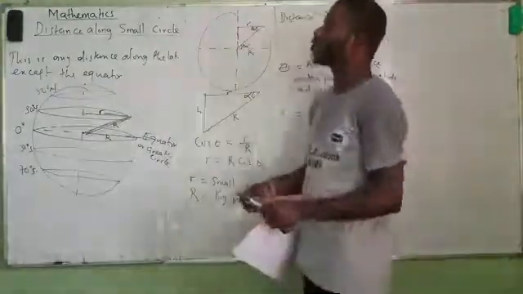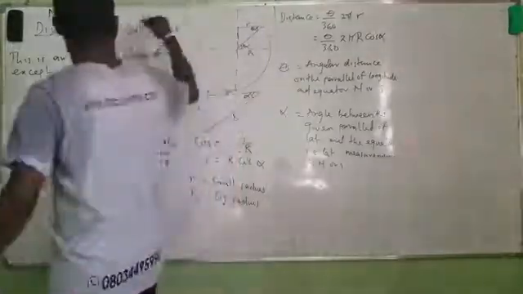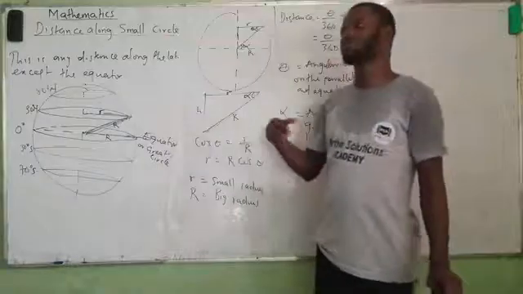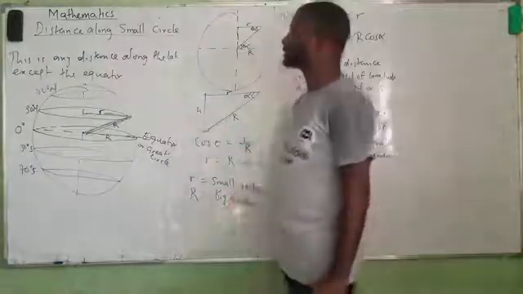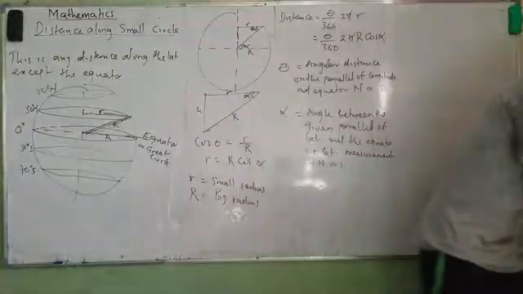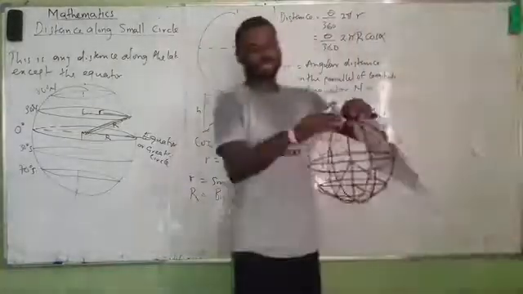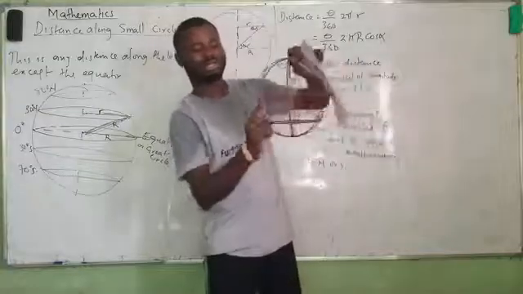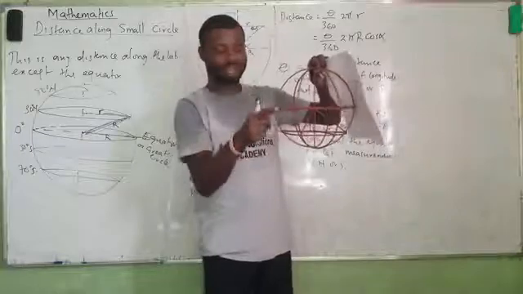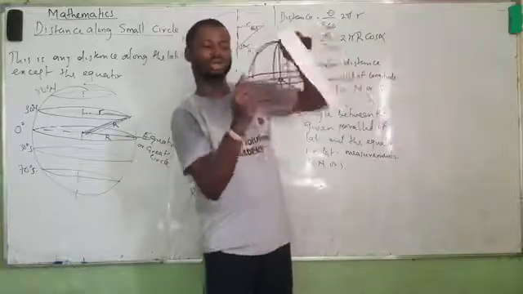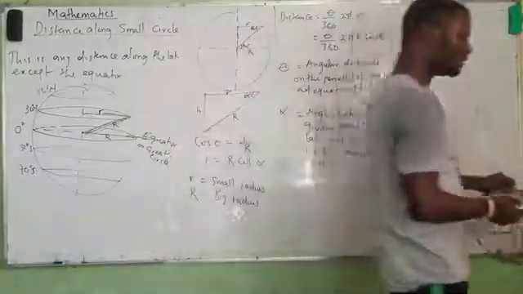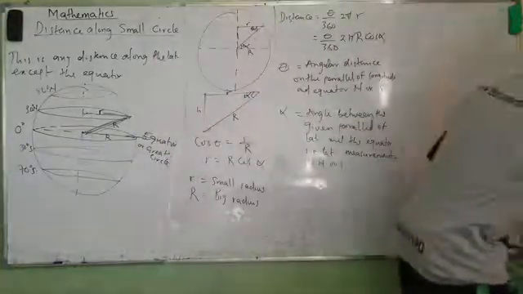In this video, I'll be working on the distance along a small circle. We have done great circle, we have done the introduction part, and tried to understand latitude and longitude. I think I've explained earlier what longitude is and what latitude is. This is the equator, and we have the meridian. This is also known as a great circle, and also a small circle. Take note of that very well.